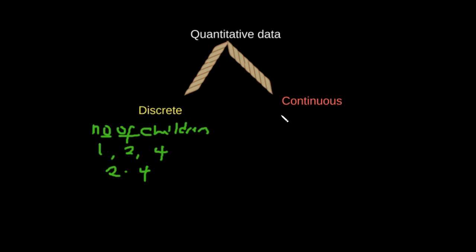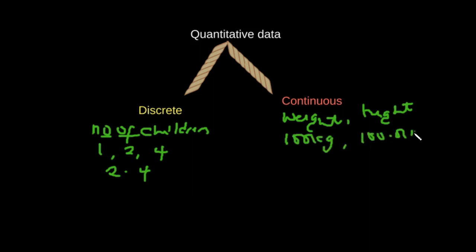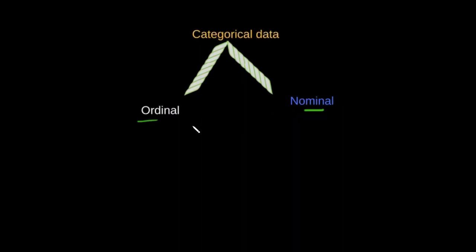But with continuous data, it can take on any numerical value. Examples would be weight and height. For weight, we can have 100 kg, you can have 100.01 kg. There are in-betweens. The list is continuous, from the meaning of the word itself. It is continuous.